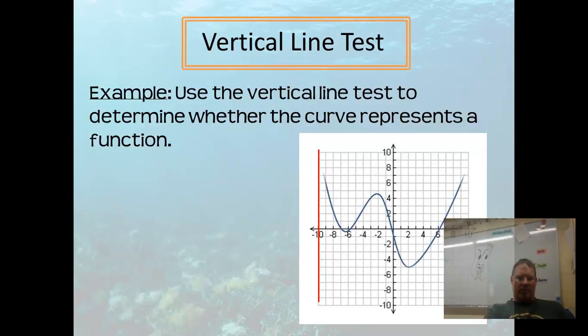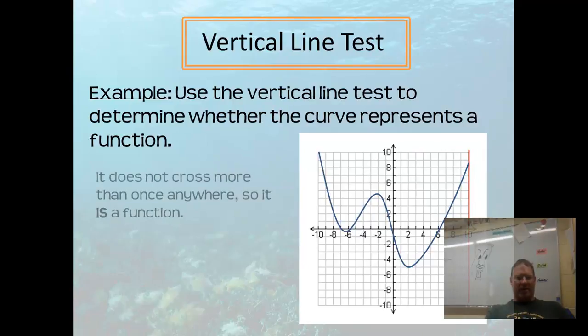How about this one? Another spectacular looking graph. If I move that line, it doesn't cross anywhere more than once again. So again, it counts as a function.